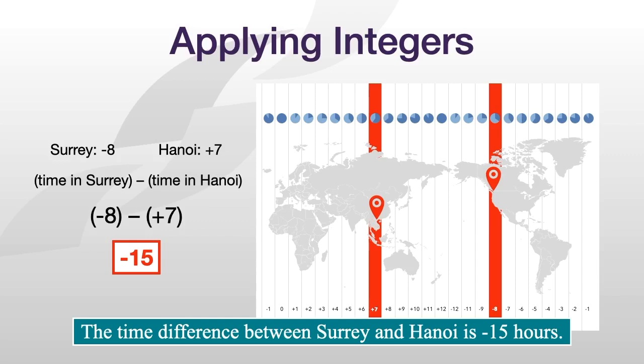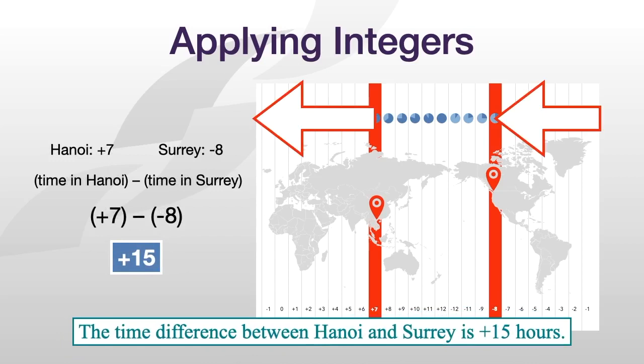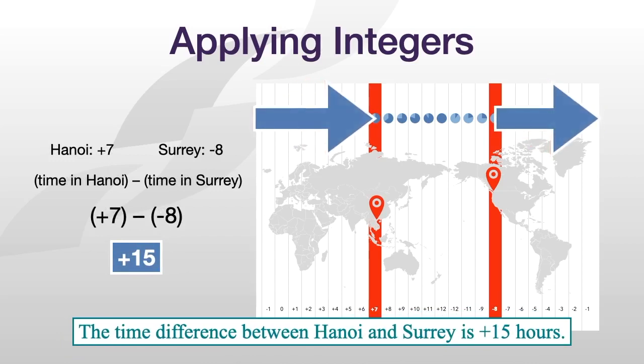Flipping the order gives positive 15. We can say that Surrey is 15 hours behind Hanoi, or alternatively, Hanoi is 15 hours ahead of Surrey.